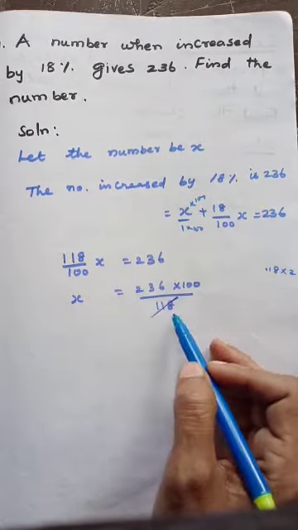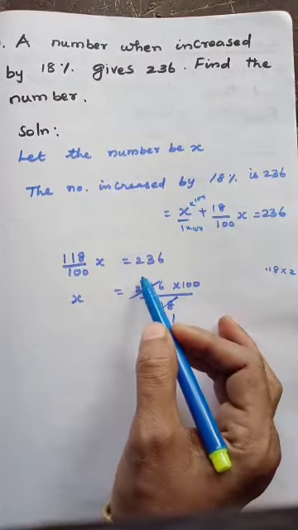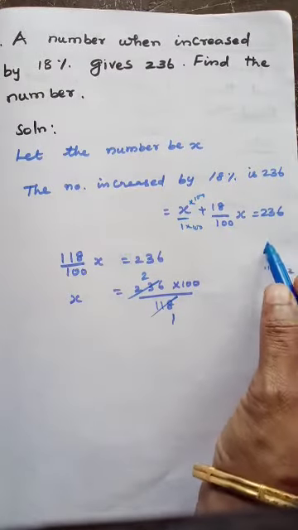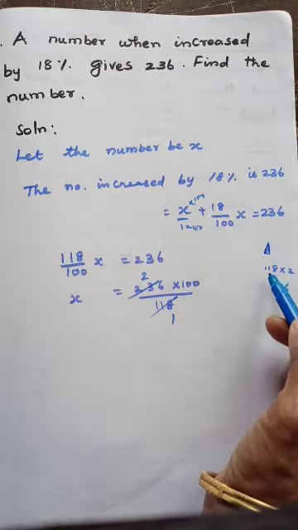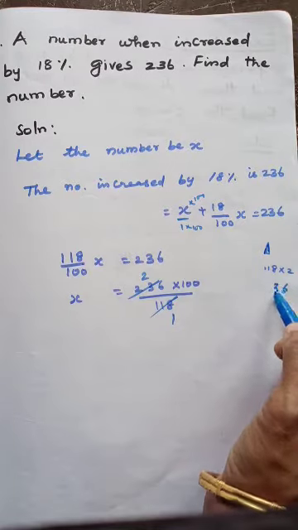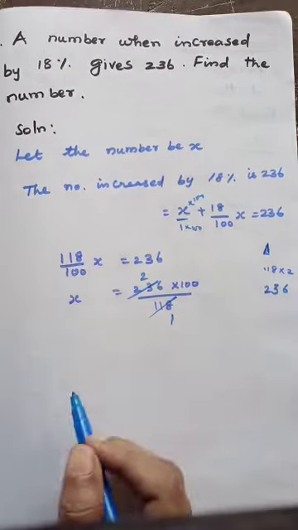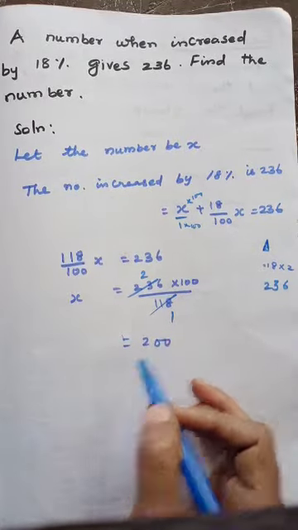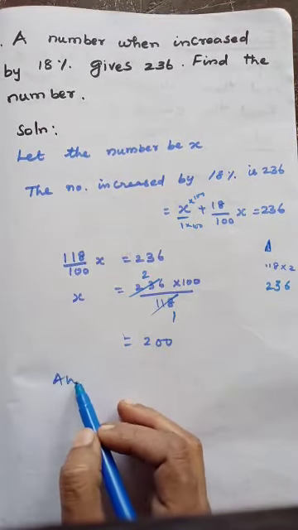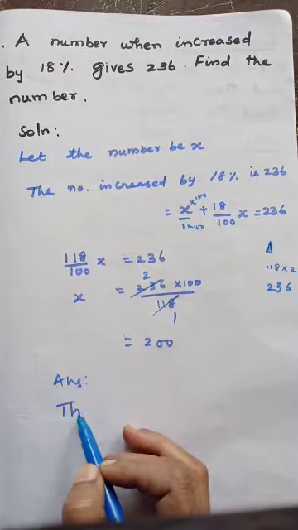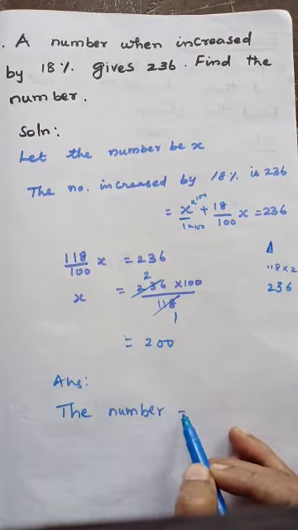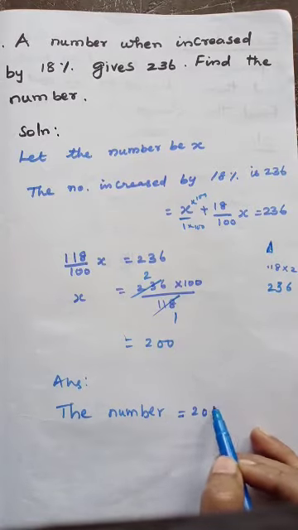You can cancel 118 one time. Then 2 times 236: 8 2s are 16, remainder 1, 2 1s are 2, 2 plus 1 is 3. Again 2 plus 1. So it is equal to 200. So the answer, the number is equal to 200.